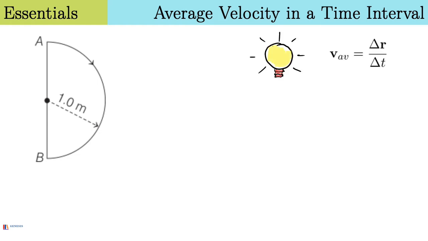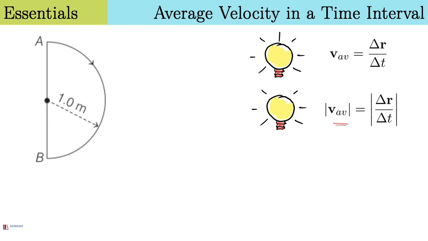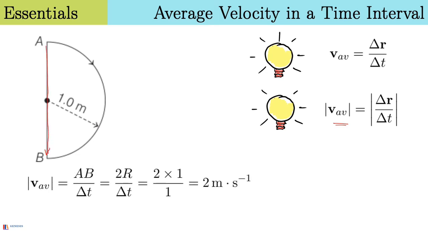The average velocity of any particle is defined as V average is equal to delta r by delta t, where delta r vector is the displacement in the time interval delta t. And for the magnitude, you just take mod on both sides, that gives you the magnitude of average velocity. In this case, the displacement is AB vector, and so the magnitude of average velocity will be mod of V average is equal to AB by delta t.